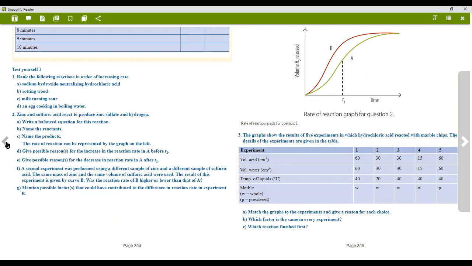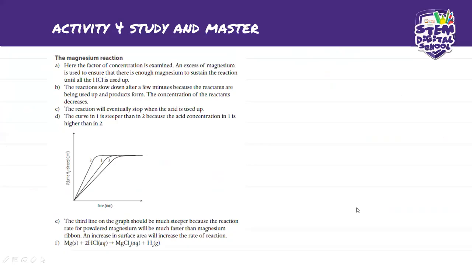Let's start with number A, where they ask, why did they use... Okay, let me just go to our answers. So this is an activity where we're doing a virtual experiment. The magnesium reaction, they're asking, why is an excess of magnesium used in this reaction? So here, the factor of concentration is examined. An excess of magnesium is used to ensure that there is enough magnesium to sustain the reaction until all the hydrochloric acid is used up.